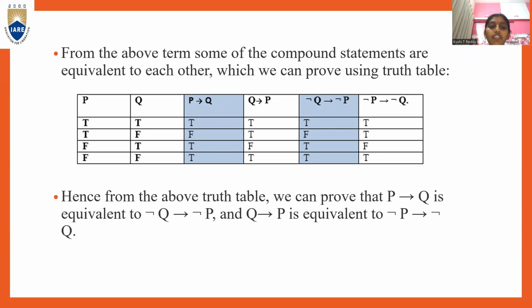Coming to true false, when P is true and Q is false, P implies Q and negation Q implies negation P become false, and Q implies P and negation P implies negation Q become true. So in the same way, you will find it for false true and false false conditions. Hence, from the above table, we can prove that P implies Q is equivalent to negation Q implies negation P, and Q implies P is equivalent to negation P implies negation Q.